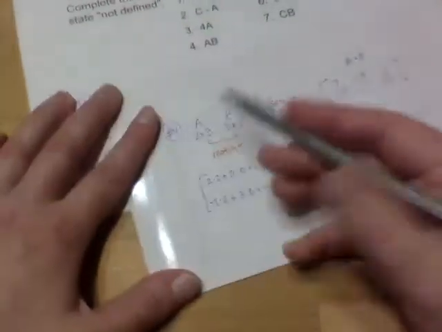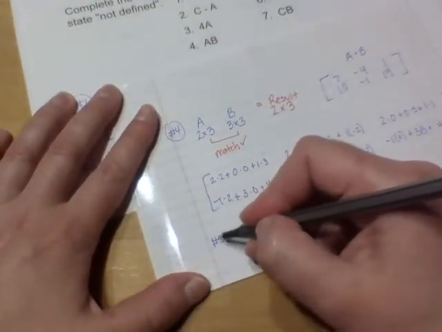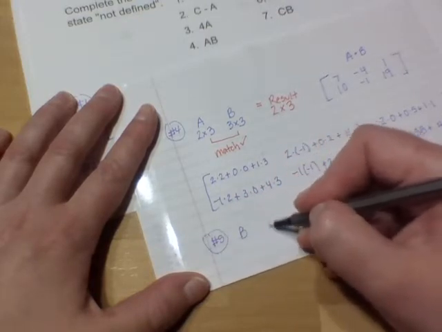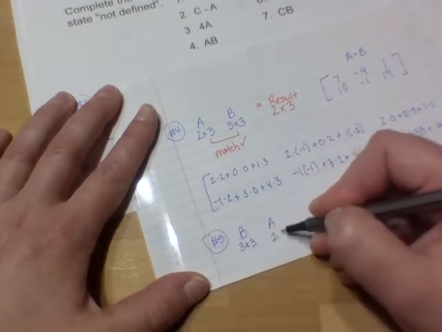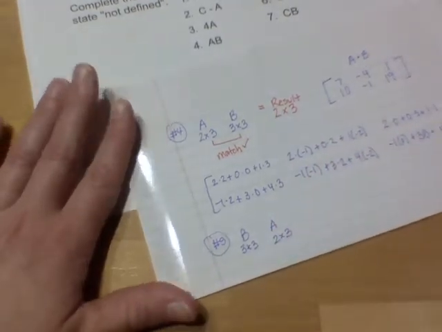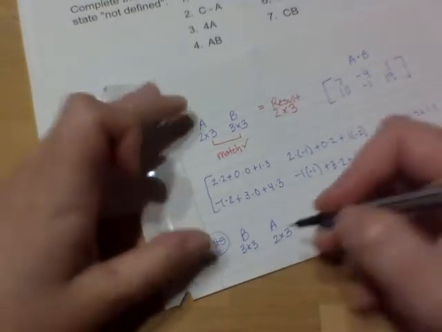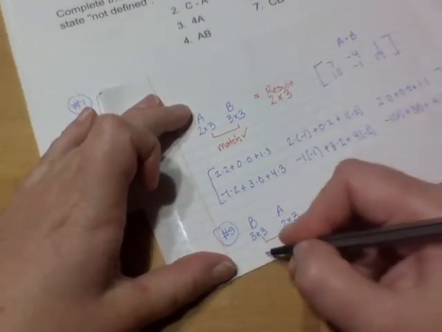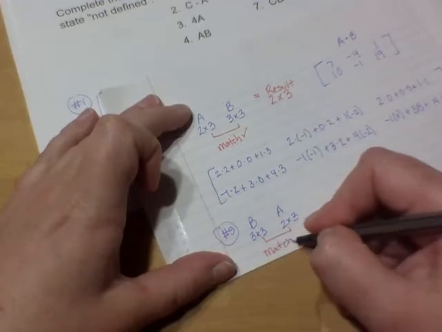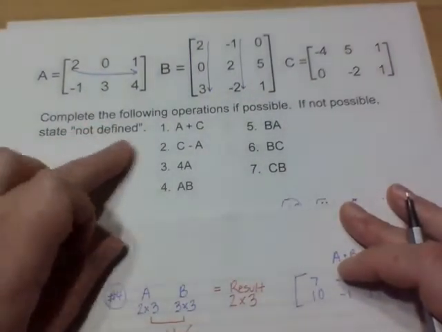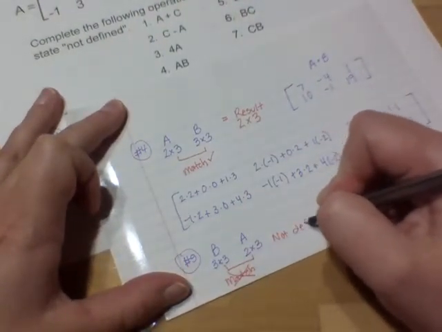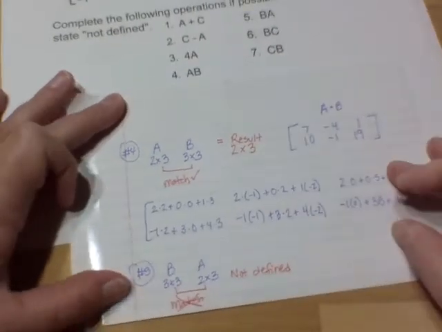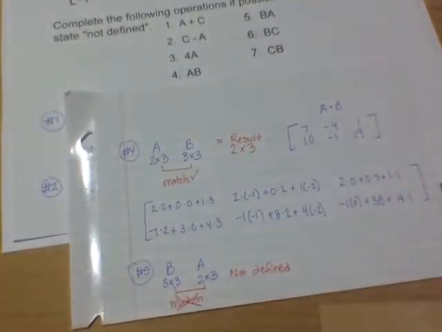And so if we go with our same thought process of the previous one, B is a 3 by 3, and A is a 2 by 3. And so remember that you cannot multiply something that doesn't have these matching. And since they don't match, you cannot multiply. And so that means not defined. All right, so that was number 5.